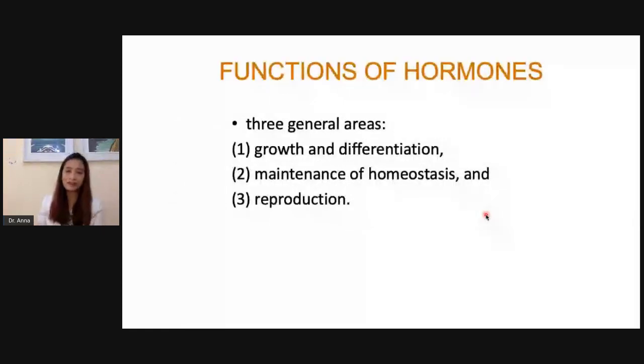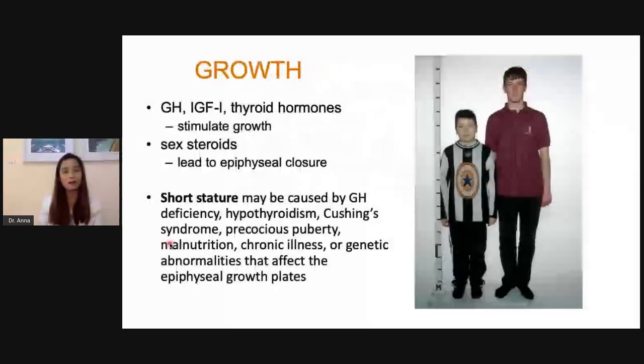So overall, the functions of hormones can be divided into three general areas: your growth and differentiation, maintenance of homeostasis, and finally reproduction. So hormones have a very crucial role to play in our body. In terms of growth, the hormones that are usually involved are, of course, your growth hormone, your IGF-1 or your insulin-like growth factor, and your thyroid hormones, because they all stimulate growth. So if you lack any of those in your developmental stage, you will have some form of growth stunting.